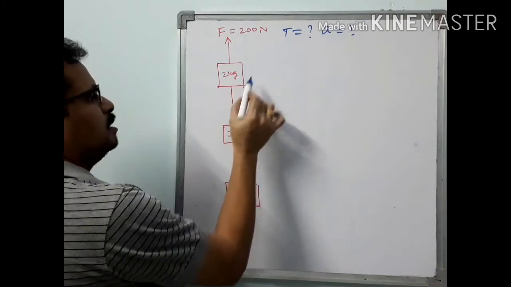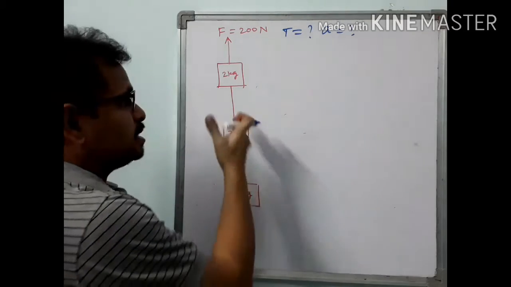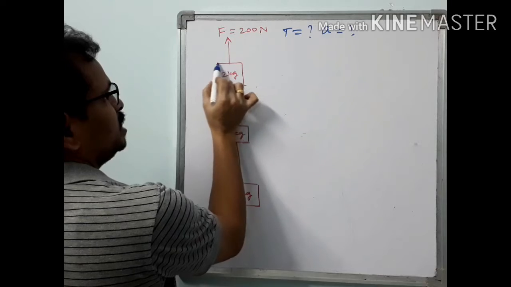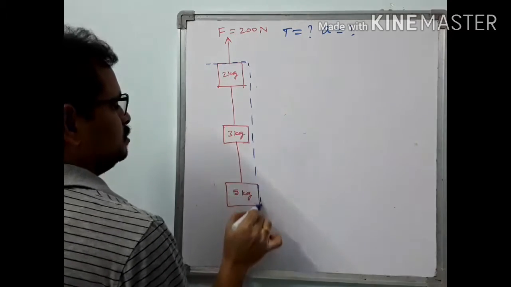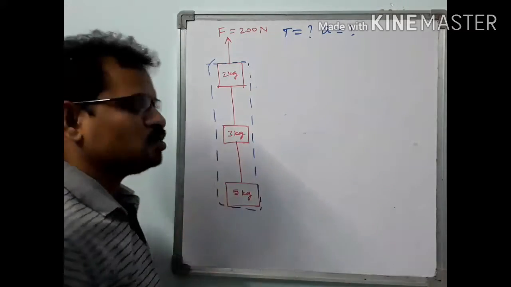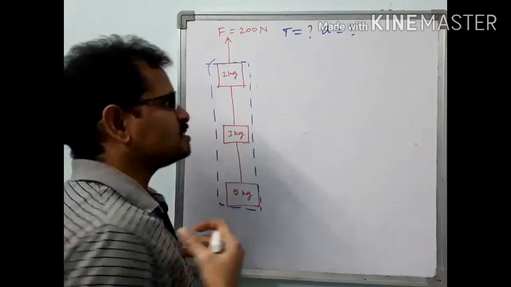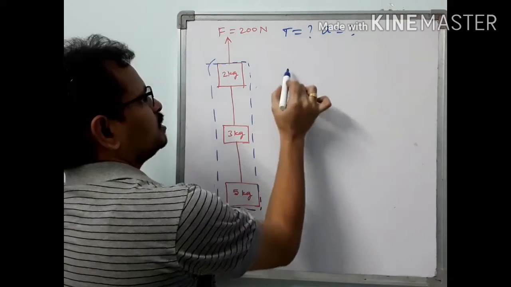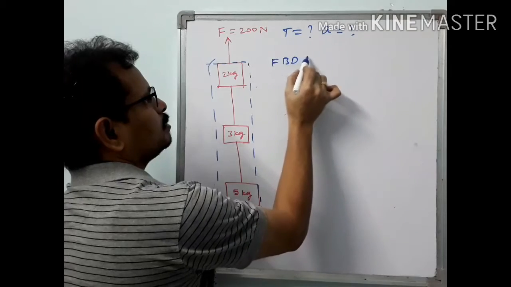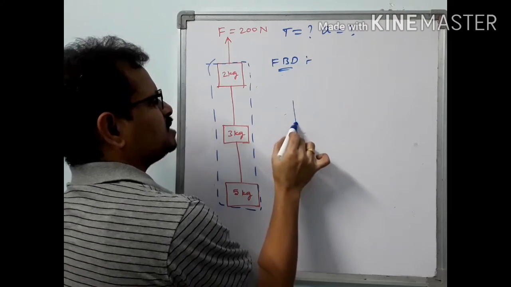See here, these strings are light and inextensible, meaning these are massless strings. So let us choose the system like this. These 3 blocks and these 2 strings, we are choosing them as a single system. Once we choose them as a single system, let us draw the FBD of the entire system. The entire system is made into a point object now.